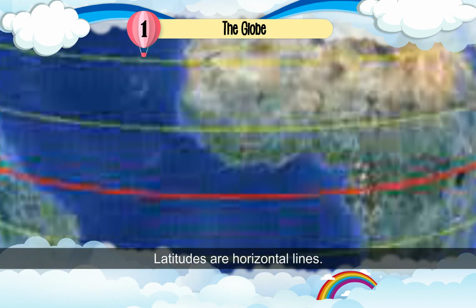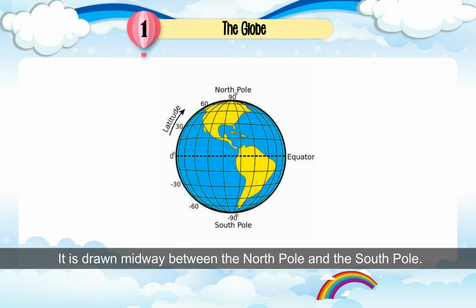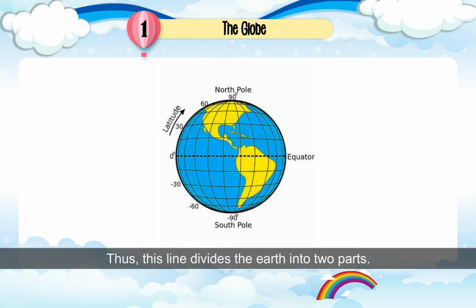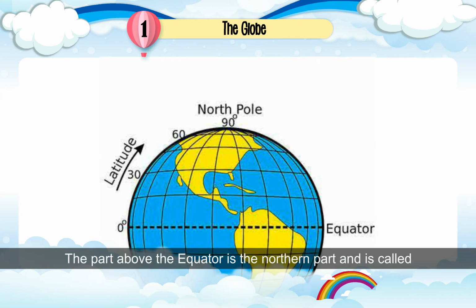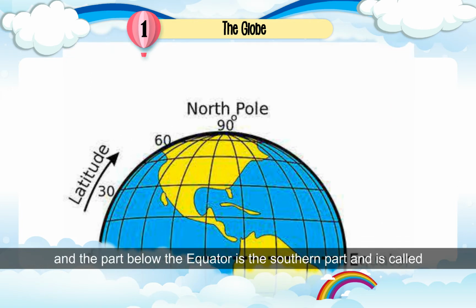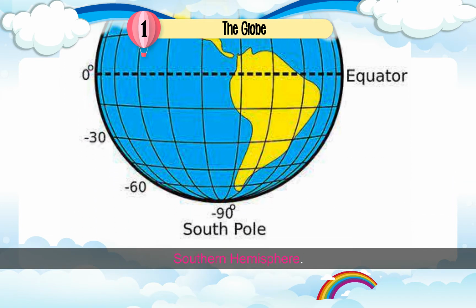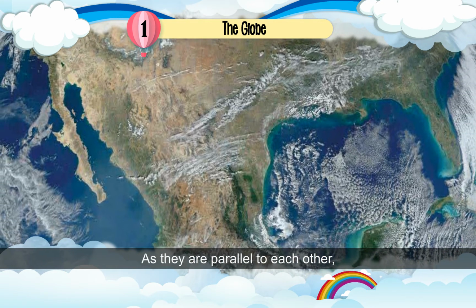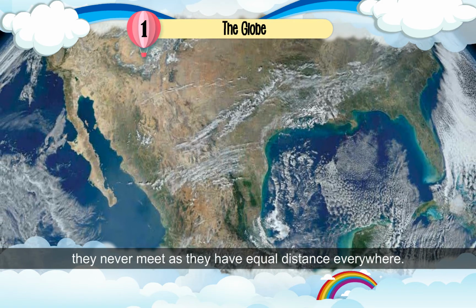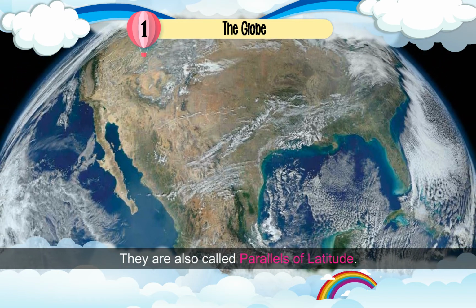Latitudes. Latitudes are horizontal lines. The longest latitude is called the equator. It is drawn midway between the North Pole and the South Pole. Thus, this line divides the earth into 2 parts. The part above the equator is the northern part and is called Northern Hemisphere, and the part below the equator is the southern part and is called Southern Hemisphere. Some more latitudes are drawn parallel to the equator. As they are parallel to each other, they never meet as they have equal distance everywhere. They are also called parallels of latitude.